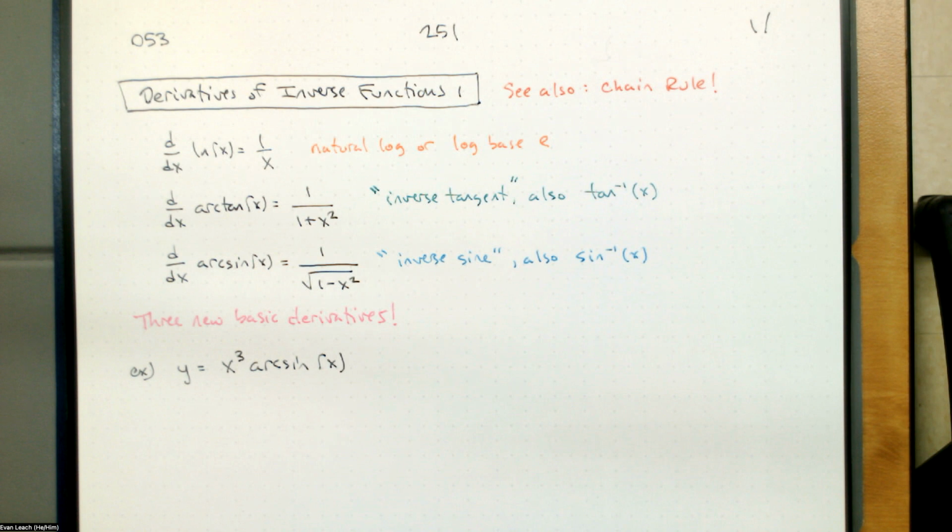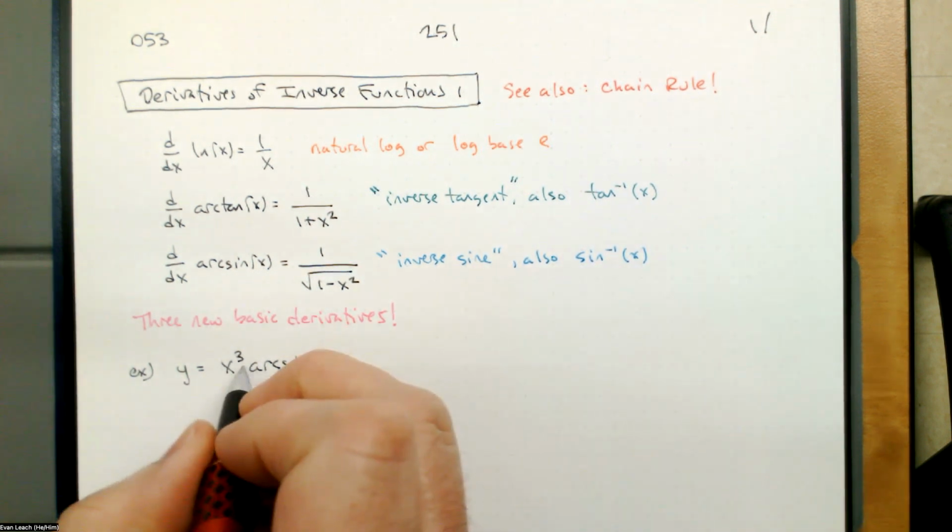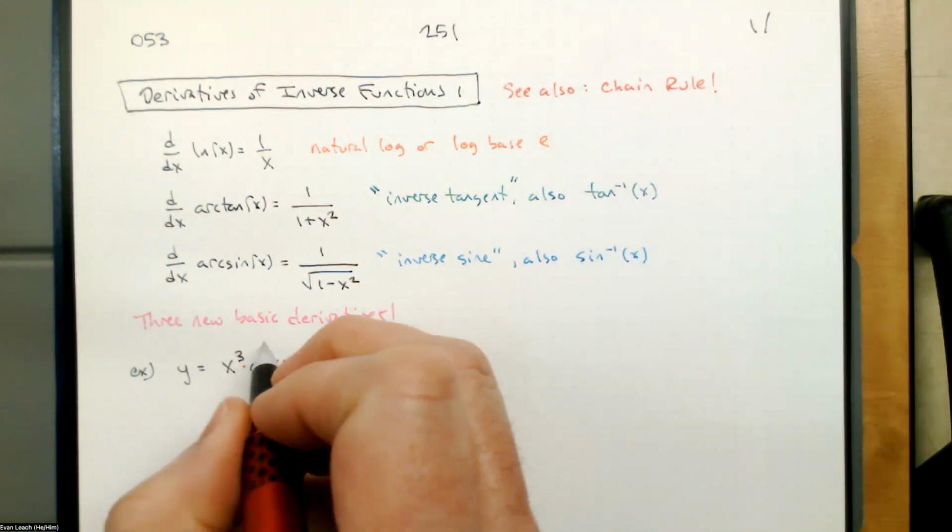So when we're looking at this, we see an x cubed, we see an arc sine of x, and we have to decide how they're combined. I see x appears twice. I see two different things happening to x, an x cubed and an arc sine x, and how are they combined? They are combined with multiplication, so we're going to use a product rule.